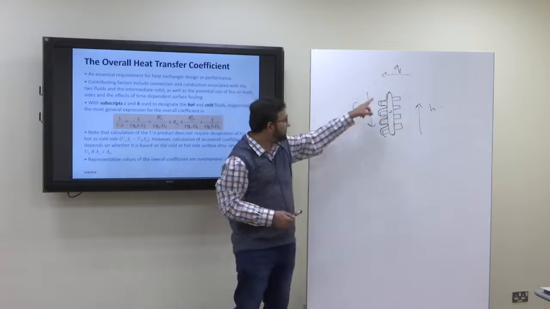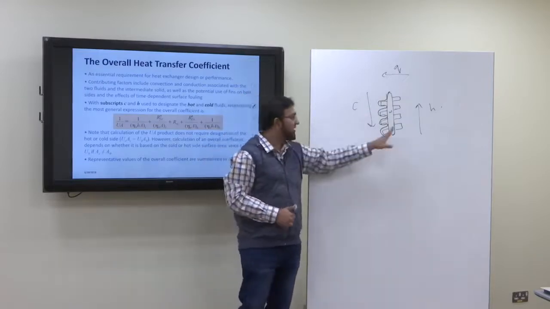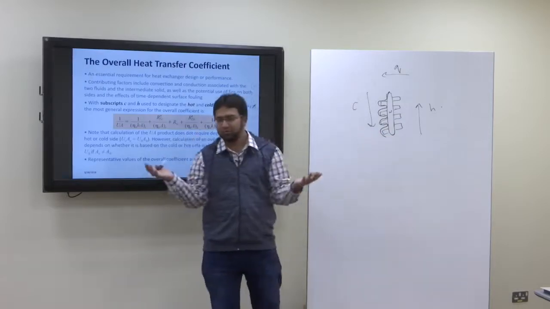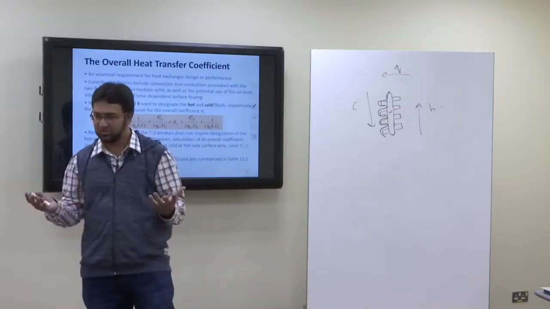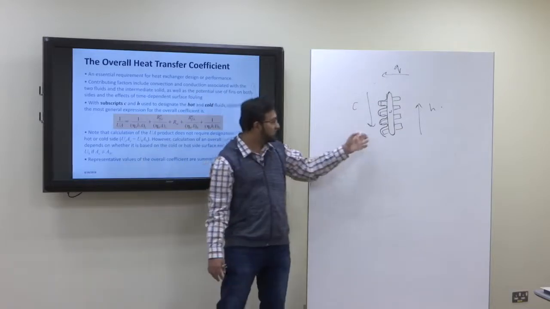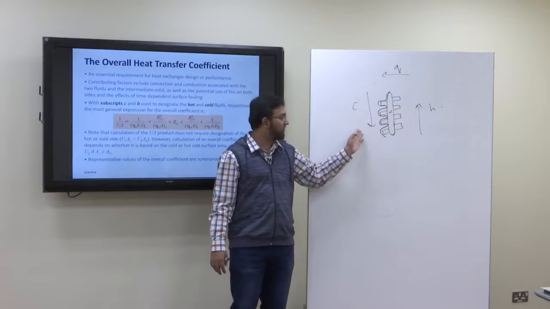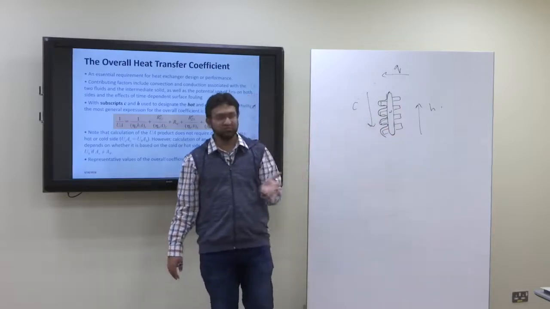So this layer which develops, and now this layer could develop on both sides. We have a hot fluid on one side, we have a cold fluid on the other side, and both fluids could be impure. Both fluids could have impurities in them, and these impurities then develop on the surface of the wall where the heat transfer occurs and act as fouling. So we have fouling on the hot side, we have fouling on the cold side. Both sides we have fouling.